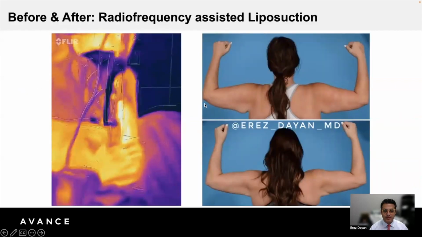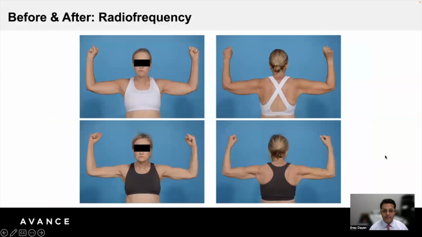So this is an example of a patient who had some skin laxity, some lipodystrophy, a really good candidate for radiofrequency assisted liposuction to remove the fat, contour the arm. And as you can see, this is not equivalent to an arm lift, but it also doesn't have the downtime or long incision that an arm lift would have. This is another example of a patient who's older, who benefited from the soft tissue contraction as well.